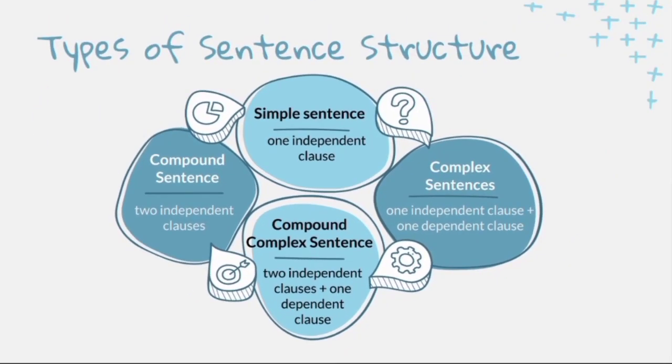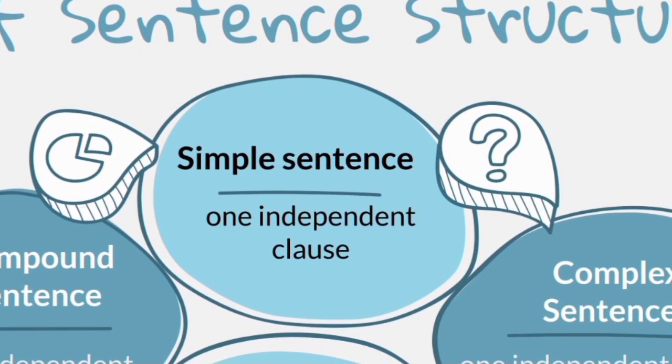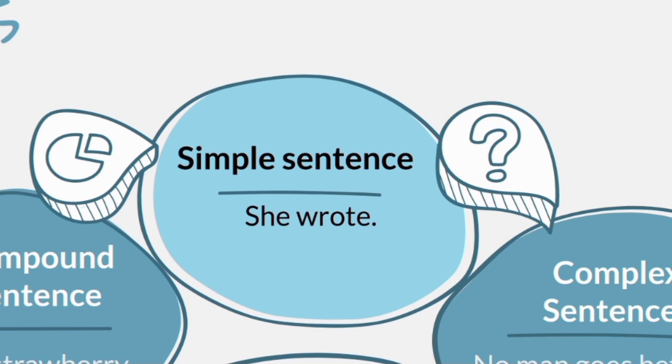Simple sentence contains a subject and a verb, and it may also have an object and modifiers. However, it contains only one independent clause. For example, she works. She as a subject, and works as a verb.